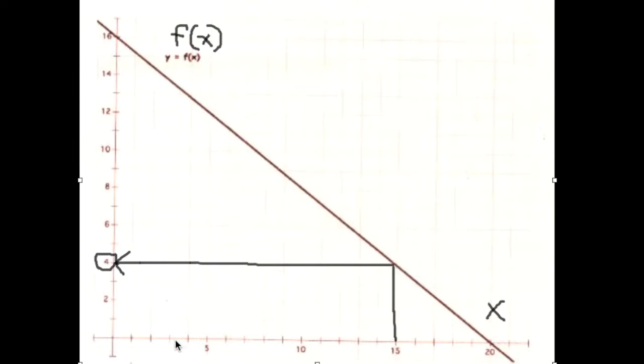Again, our input is 15, so we go across the horizontal until we get to 15 right there. When we get to 15, we go straight up, and then we make a left turn, and we go all the way across to 4. And so there's our first solution. What is f at 15? F at 15 equals 4.